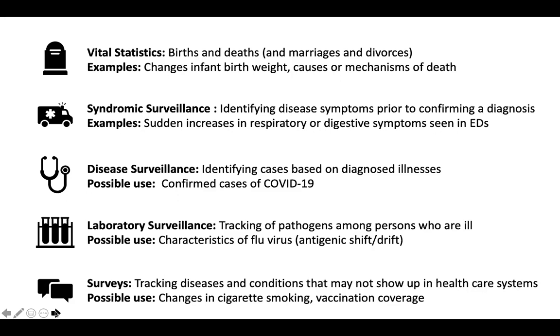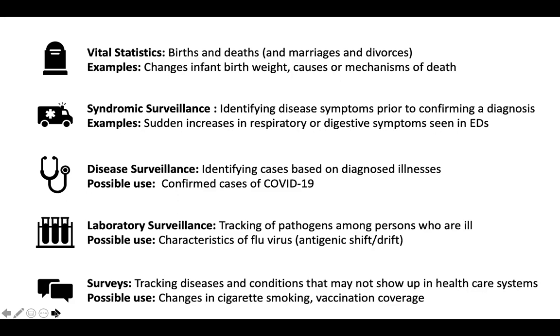Syndromic surveillance involves identifying disease symptoms prior to a confirmed diagnosis. For example, we might detect via surveillance sudden increases in respiratory or digestive symptoms in emergency departments in a certain region that are cause for concern. We don't yet know the pathogen or the agent that's causing it. We just know that there are a lot of kids coming in, for example, with upset stomachs, and we want to make sure that we're on top of that while we wait for an official confirmed diagnosis.